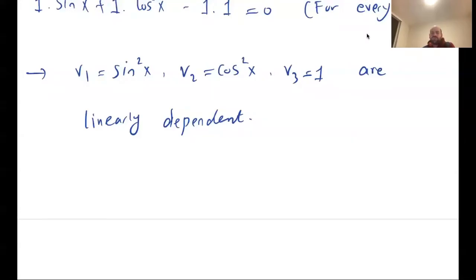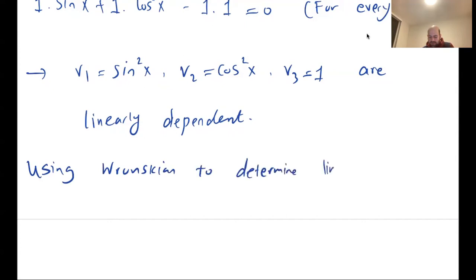All right, another method you learned in Math 252 to determine linear independence of functions was a method called the Wronskian. So, using the Wronskian method to determine linear independence of a few functions.